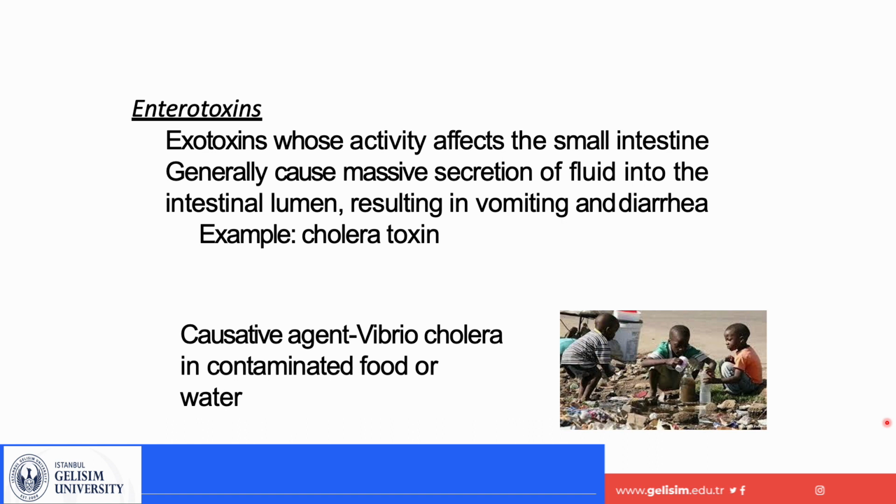Now, enterotoxins are a type of exotoxin that affects the small intestines. So again, enter means small intestines. What enterotoxins will do is cause massive secretions of fluid into the intestinal lumen, and this leads to symptoms such as vomiting and diarrhea. An example of an enterotoxin is the cholera toxin. It's produced by the bacterium Vibrio cholerae, and again, it gets transmitted through contaminated food or water.